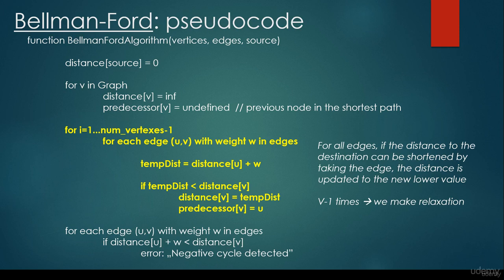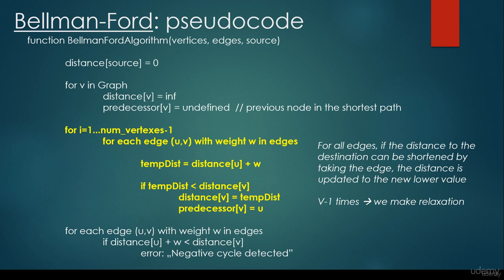We are going to relax all the edges at the same time. We have been discussing it and we are going to do it V minus 1 times. So for all edges, if the distance to the destination can be shortened by taking the edge, then the distance is updated to the new lower value, and we do it V minus 1 times. This is what's called the relaxation phases.